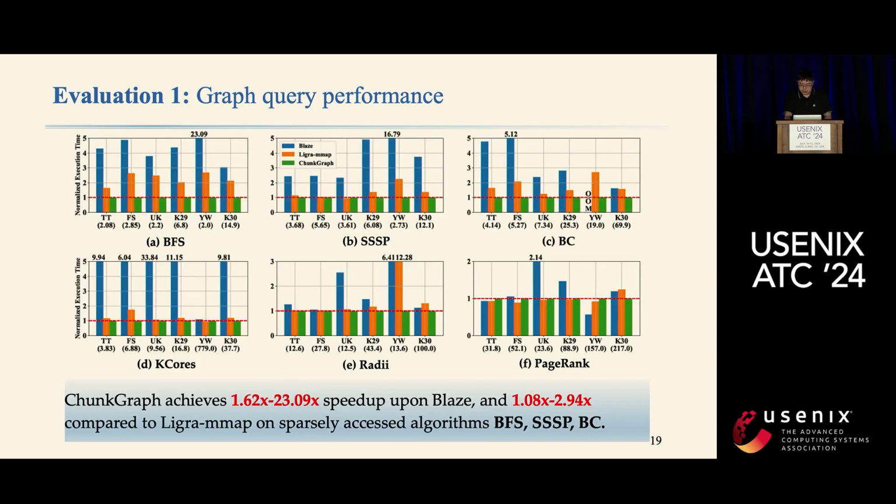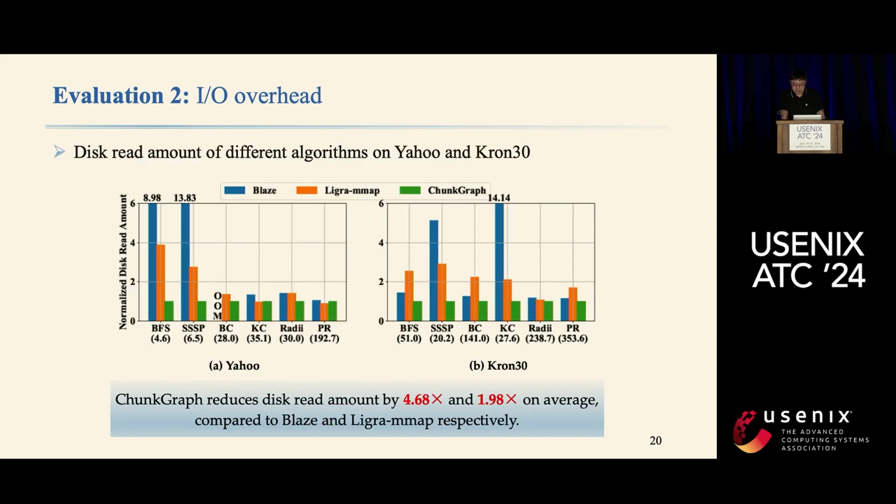Let's see the experiment results. We first compare the query time cost for our systems on 6 query algorithms. In general, ChunkGraph outperforms both Blaze and Ligra-mmap, particularly for sparsely accessed graph algorithms such as BFS, single-source shortest paths, SSSP, and BC.